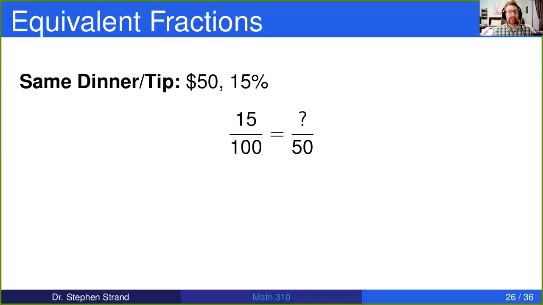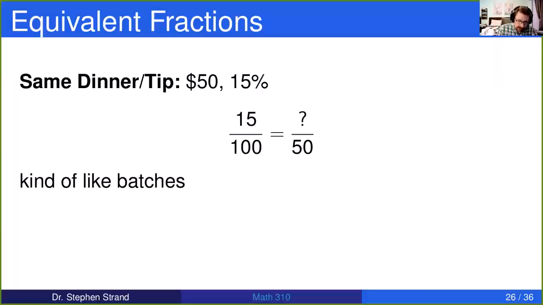Well, now we're going to think of this as equivalent fractions. So remember that 15% means 15 out of 100. And so what we want to know is that question mark value, right? What would be the amount of money that would be equivalent out of 50? What would that numerator need to be so that these fractions would be equivalent? And we can think of this kind of as multiple batches, right? So here's how I see this.